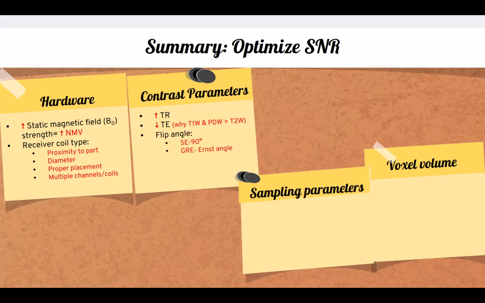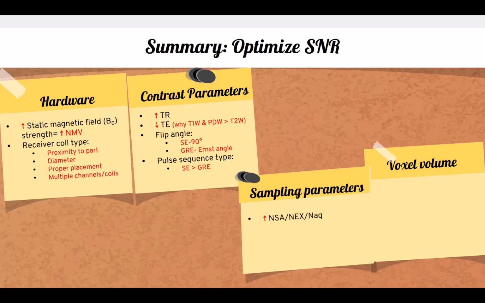For a flip angle with a spin echo pulse sequence, 90 degrees is desired because you're flipping the entire net magnetic vector into the transverse plane. But for gradient echo pulse sequences, which typically have shorter TRs and you're worried about saturation issues, the Ernst angle is desired because that factors in the T1 relaxation rate of a tissue compared to its TR. And for pulse sequence type, for higher signal, you go with a spin echo pulse sequence because it has a 90-degree flip angle. It has a 180-degree refocusing pulse to correct for artifacts, and the TRs are typically longer.